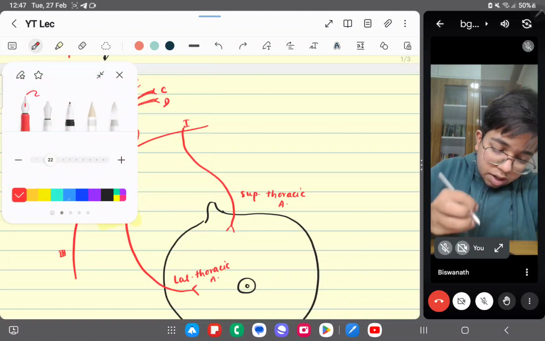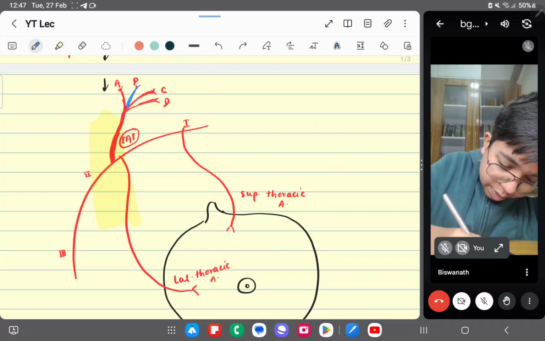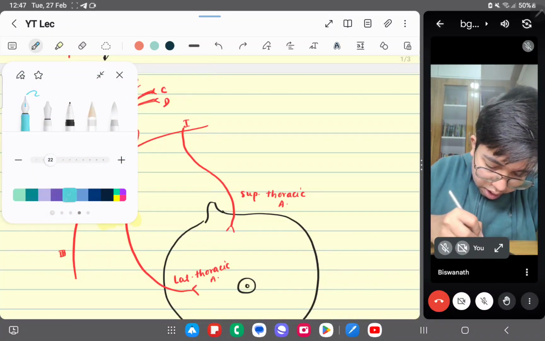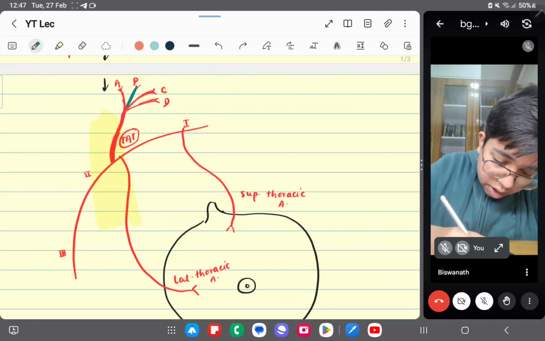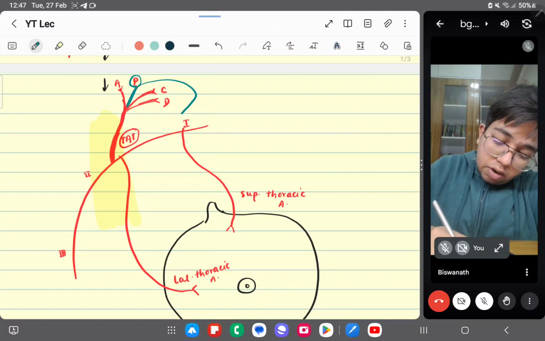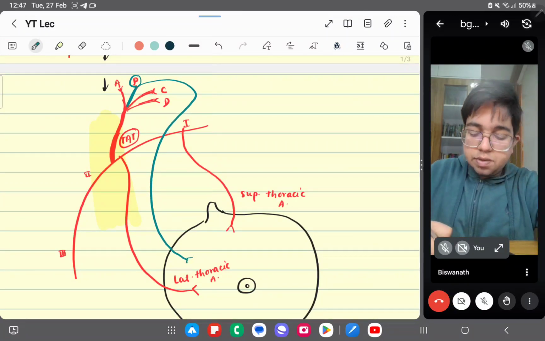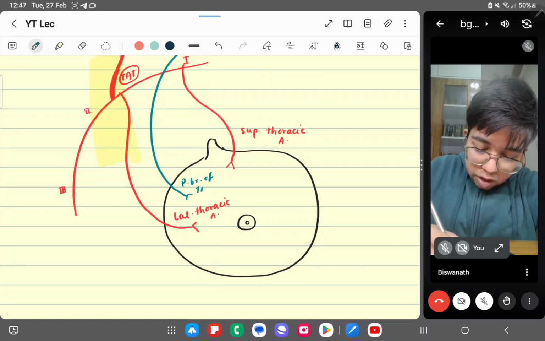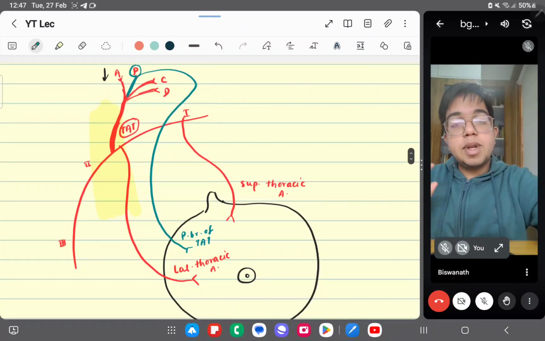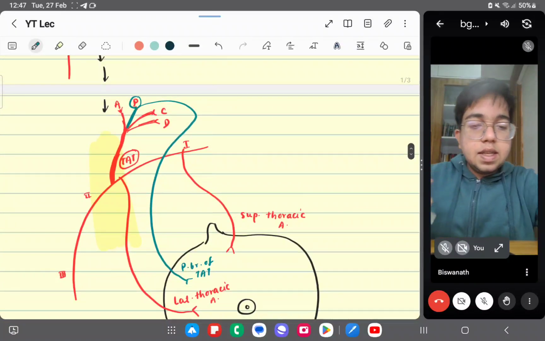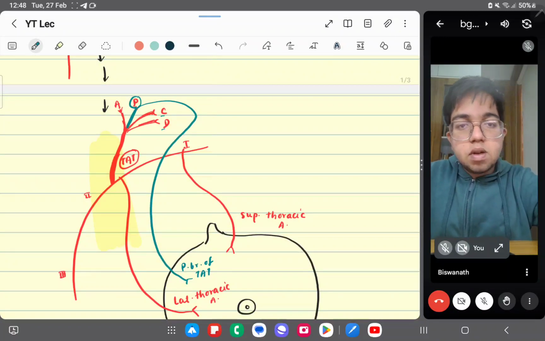Let me change the color. Okay, it will be easy, but don't confuse it to be a vein. It is only an artery. Let me draw it in green. This pectoral branch of the thoracoacromial trunk will again come and supply the breast. Understood? The three arteries you understood. And C is the clavicular branch, which supplies the clavicle. D is the deltoid branch, which supplies the deltoid muscle. Okay, understood?